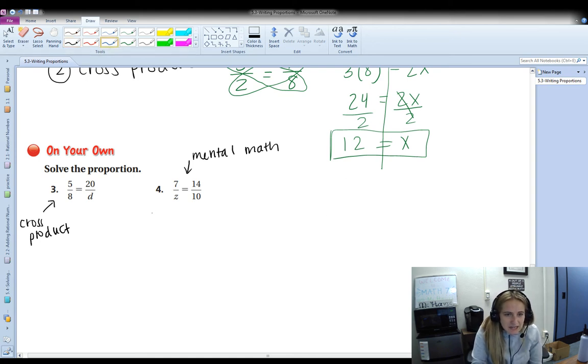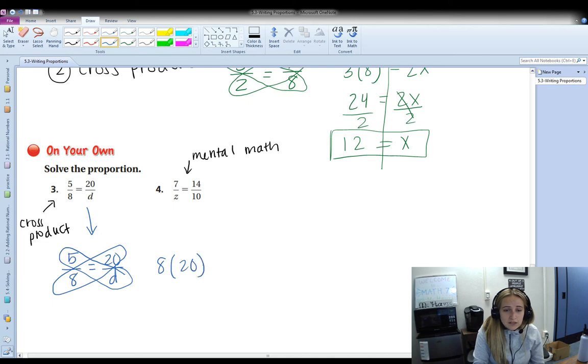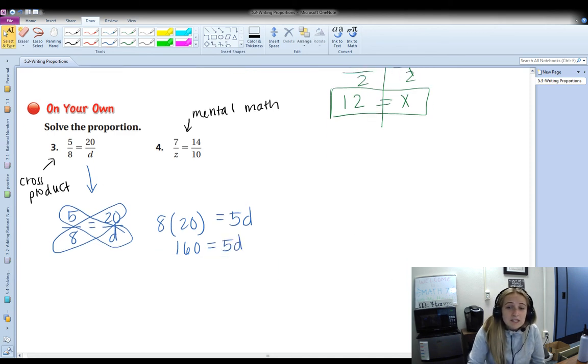Okay, so let's take a peek at number 3. Number 3 says 5 over 8 equals 20 over D. If we're using cross product, we're going to multiply the diagonals. It's going to be 8 times 20 equals 5 times D. 8 times 20 is going to give me 160 equals 5D. Then again, to solve for D, I am just going to use my chapter 3 and chapter 4 rules and divide by 5. That's going to leave me with D equals 32.